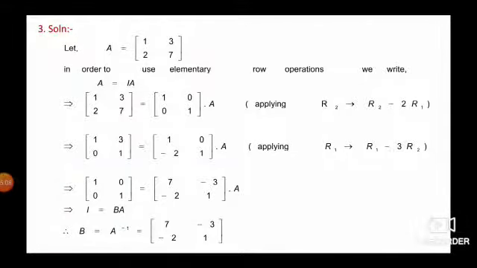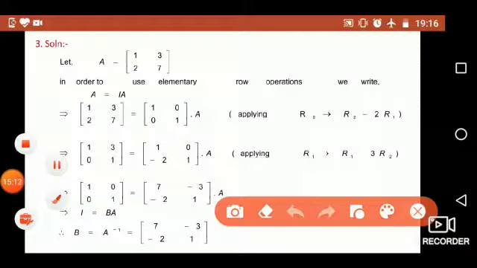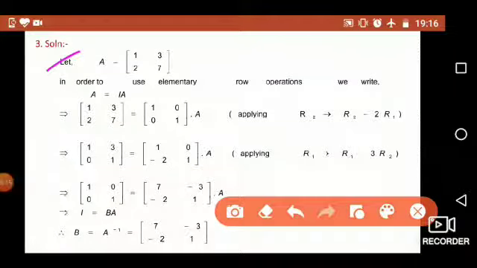Dear students, let me start with one more example. Example number 3. Let matrix A be equal to, the first row elements are 1, 3, second row elements are 2, 7. We should find the inverse of this given matrix. As we know, in order to use the elementary row operations, we always write A is equal to I into A. Substitute for matrix A and I, and A as it is.